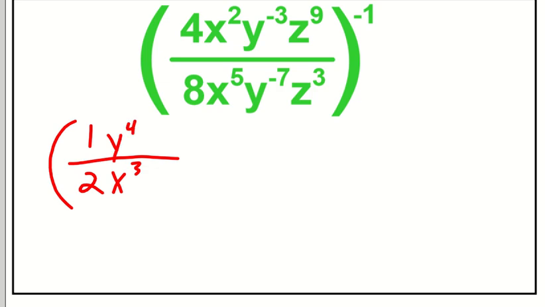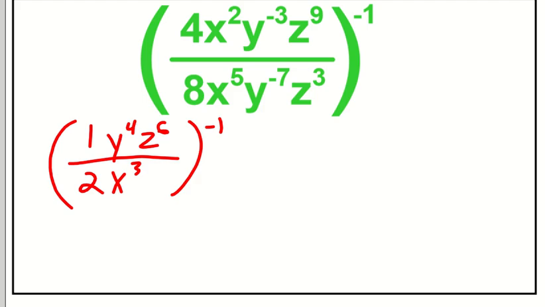And then we got z to the 9th over z to the 3rd, so that's going to make z to the 6th. And then all that's going to be the negative 1 power. Everybody good with that part? Then when you have to the negative 1, all you got to do is flip everything. So if the exponent's negative 1, all it's doing is flipping the whole thing.